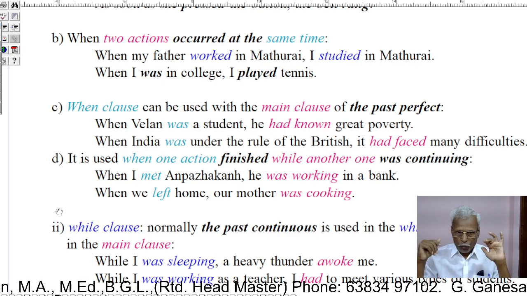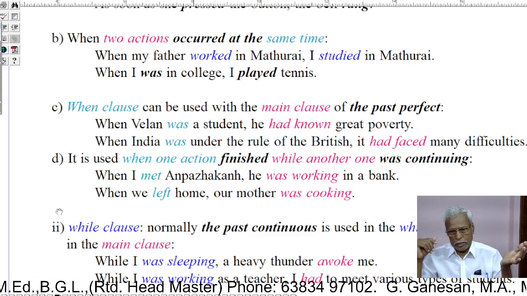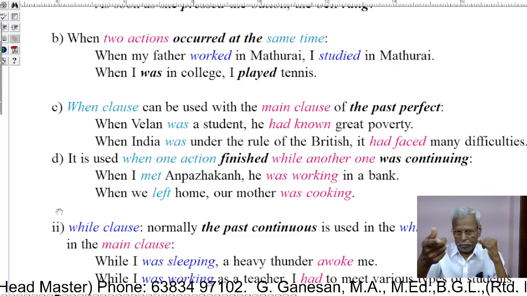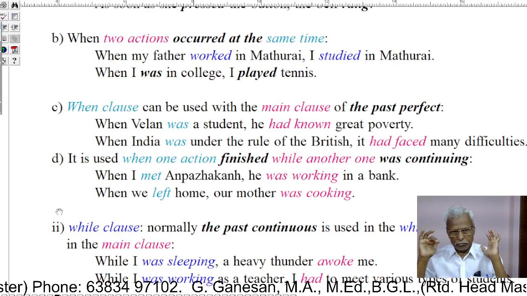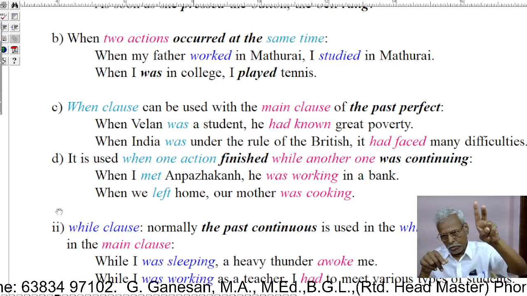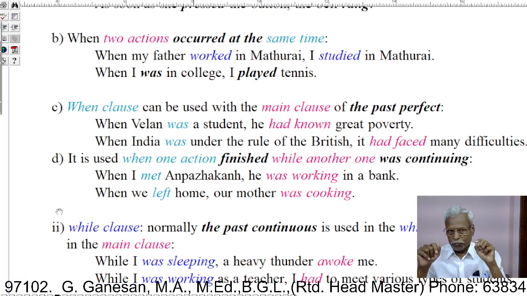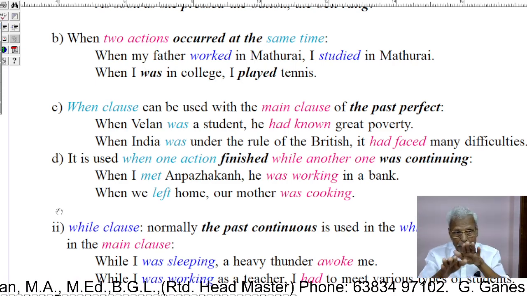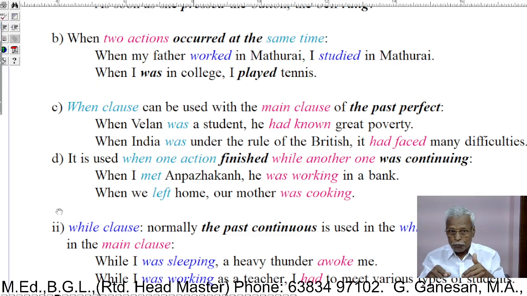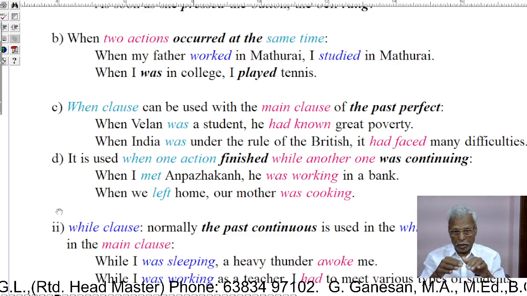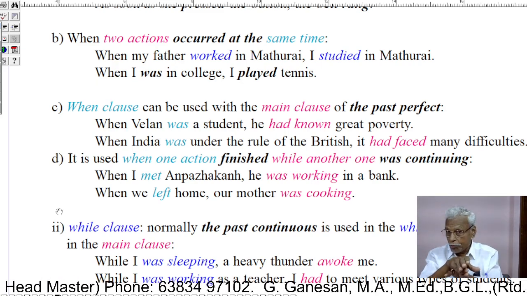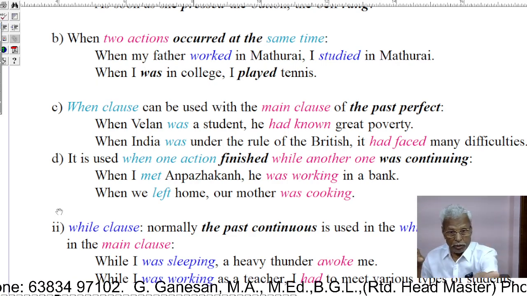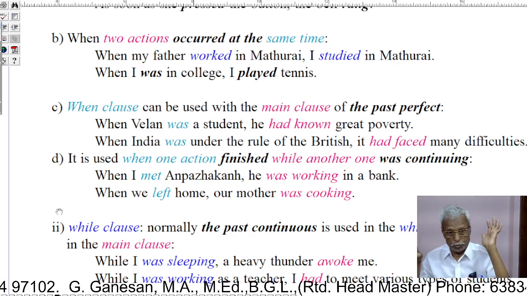Then it is used when one action finished while another one was going on, continuing. In the first example, two actions happen, one followed another. In the second example, I have given you the two actions happening at the same time in the past. In the third one, I have explained to you that the past perfect can be used in the main clause. The when clause can be used with the past perfect of the main clause. I have clearly explained that to you.